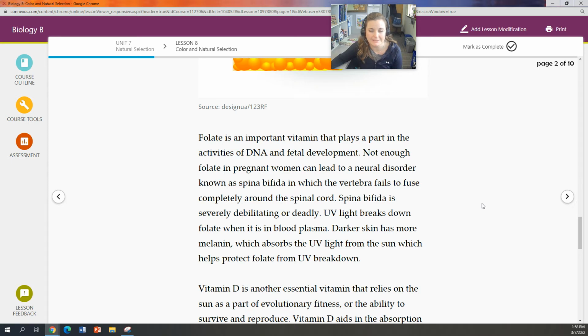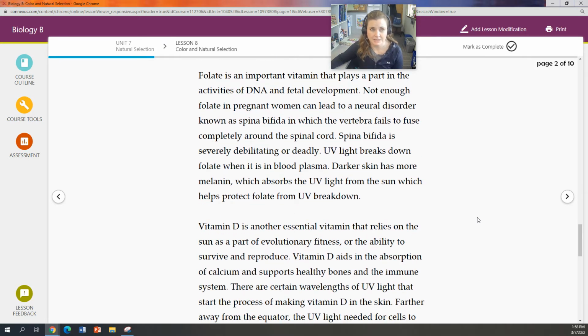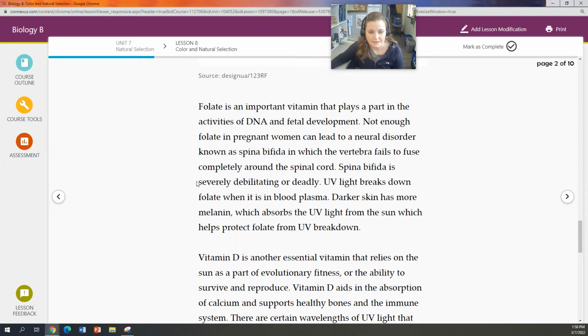It just depends on which level of the spine the defect occurs at, as to how big the defect actually is. I actually have a sister who had spina bifida, and she passed away when she was 40 because of this birth defect, which caused a lifetime of complications and problems. So spina bifida is severely debilitating or deadly.